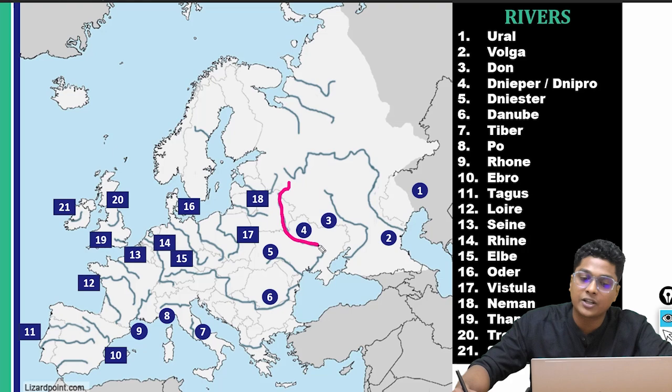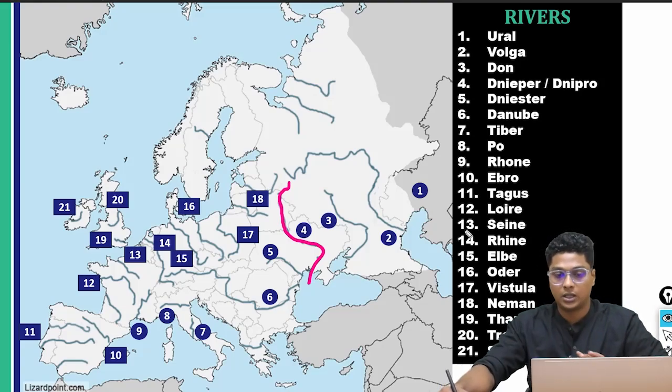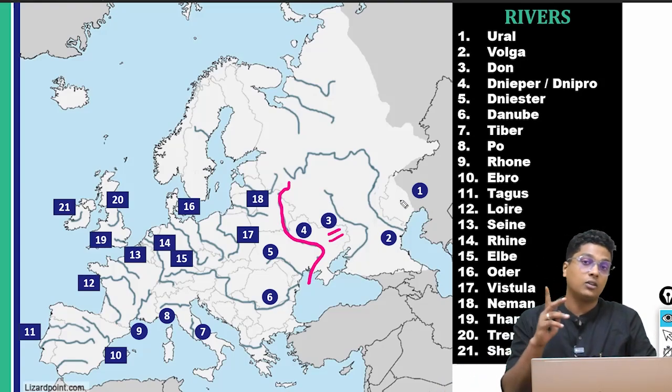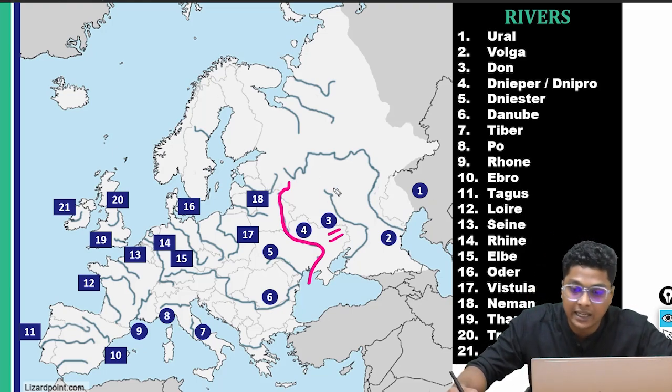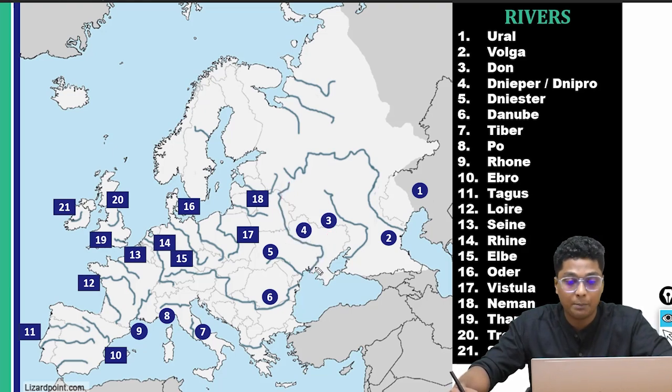Then it is entering into Russia and draining into the Black Sea. Which river is draining into the Sea of Azov? Don River. Don River is draining into Azov. The ones that are draining into the Caspian, Volga River and Ural River. And this Dnieper or Dnipro, this river is draining into the Black Sea.